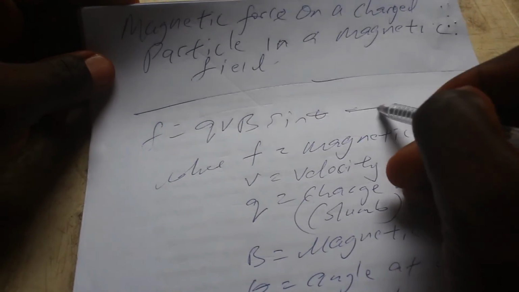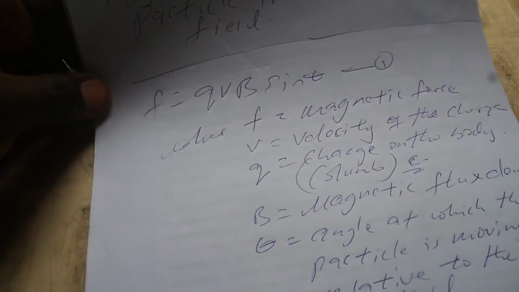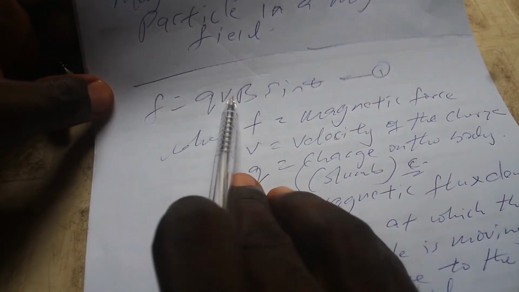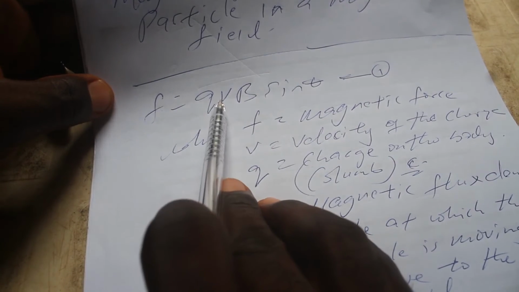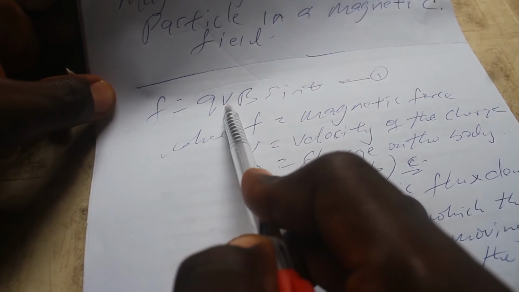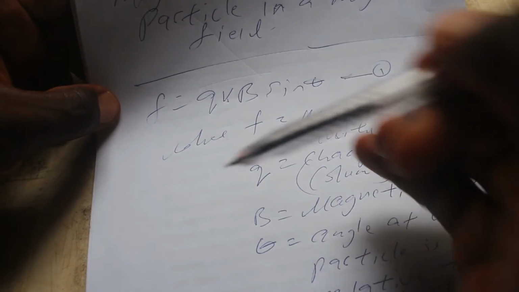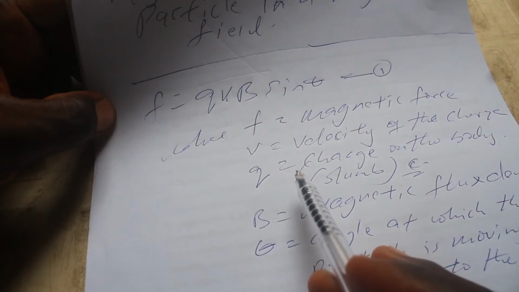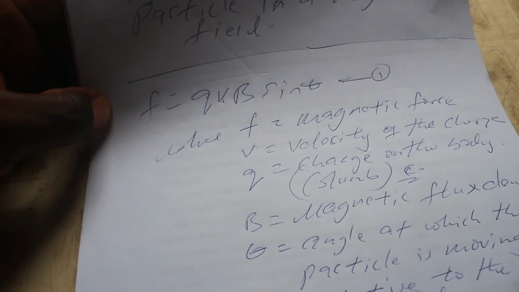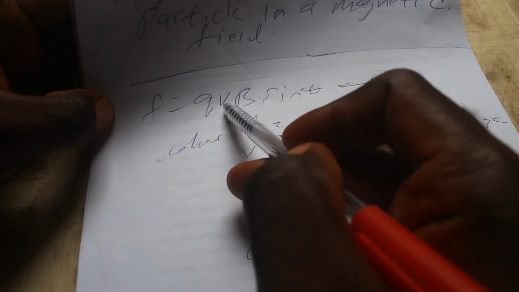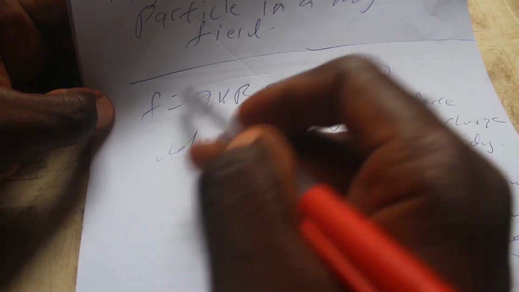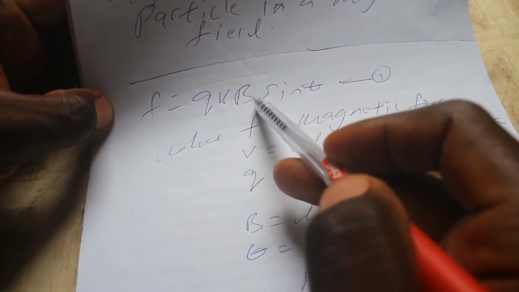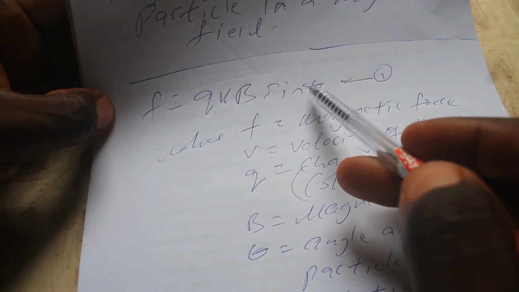Now, this equation here, equation 1, shows that for there to be a magnetic force on a charged body, that body definitely has to have a velocity, which means if you have a charged particle stationary in a magnetic field, it won't experience any magnetic force. That's because V will be 0. And if V is 0, it doesn't matter the values of all these other quantities, the force will definitely be 0.